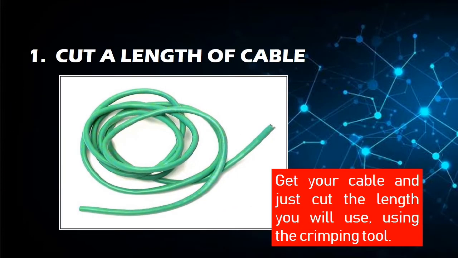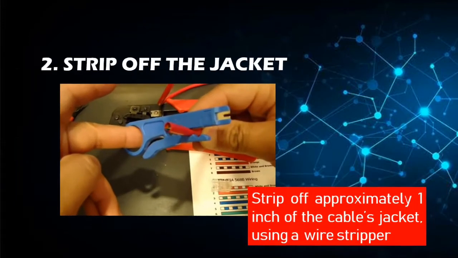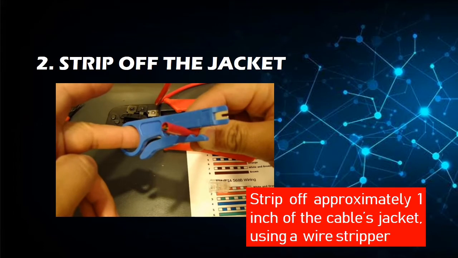First step is to cut a length of cable, meaning you have to get your cable and cut the length you will use using the crimping tool. This is to ensure that the ends of the conducting wires are even. Second is to strip off the jacket. Strip off approximately 1 inch of the cable's jacket using a wire stripper. But of course, be careful not to damage the inner conducting wires.